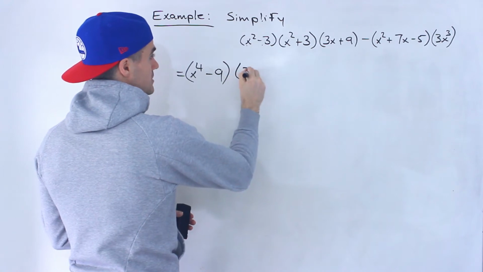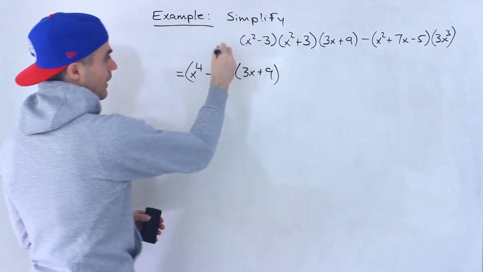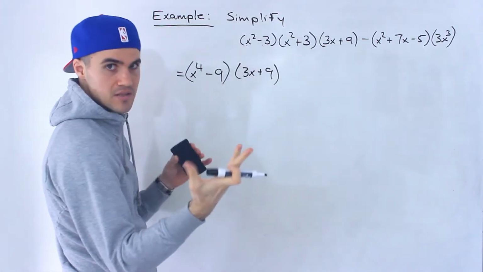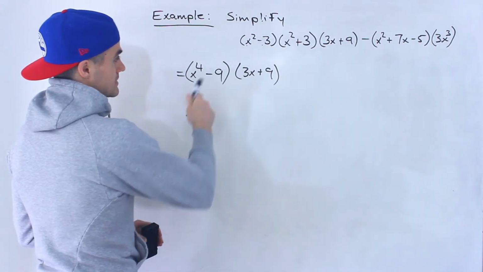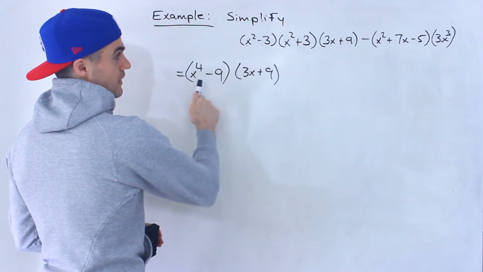Then we got the 3x plus 9. So it saves you all that work in the middle. These brackets aren't always going to be the same. Then you would have to FOIL it, but in this case, these two will simplify to this.